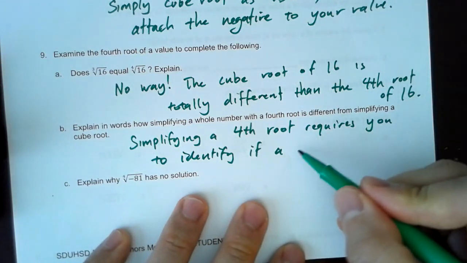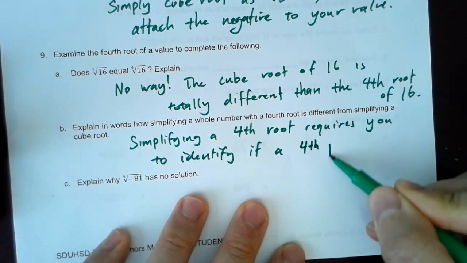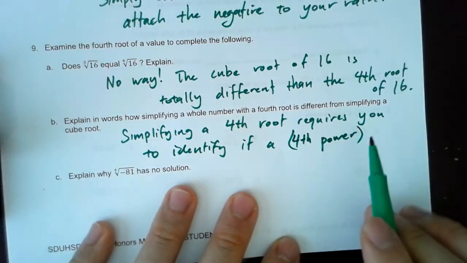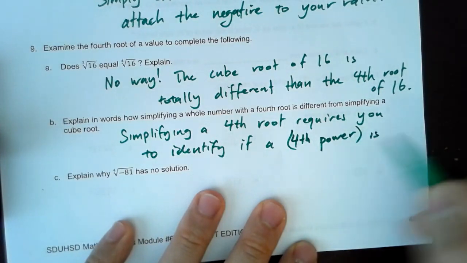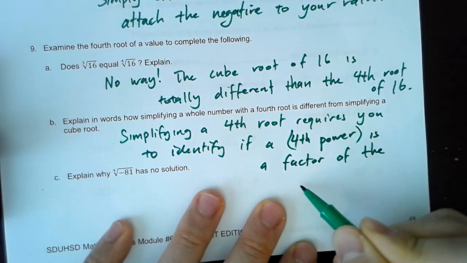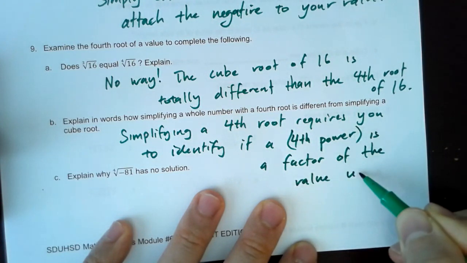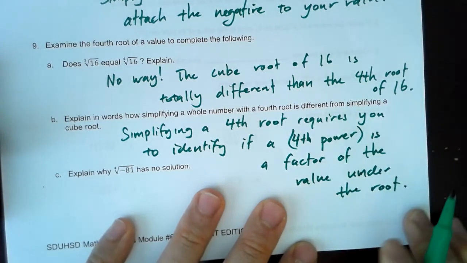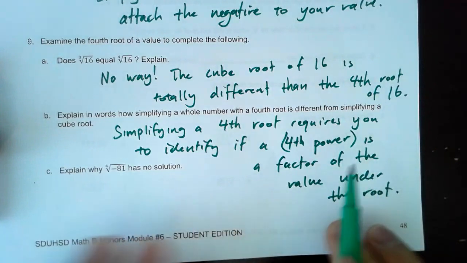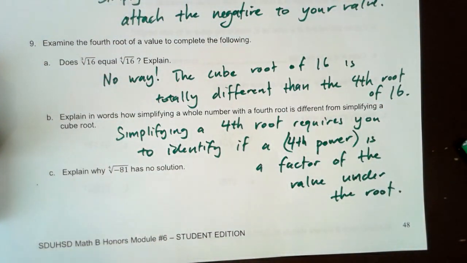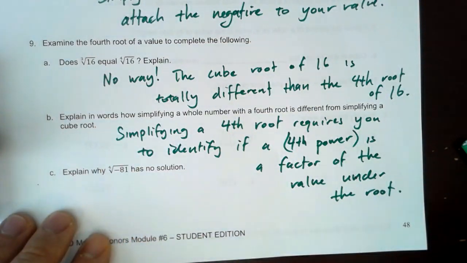requires you to identify if a fourth power, which is otherwise known as the cube with one more, the fourth power, is a factor of the value under the root. You have to look at the perfect fours, for lack of a better way. When you're finding the fourth root of something, you no longer care about the perfect squares. You no longer care about the perfect cubes. You have to look at the perfect fours.